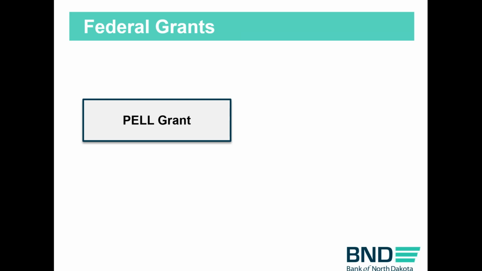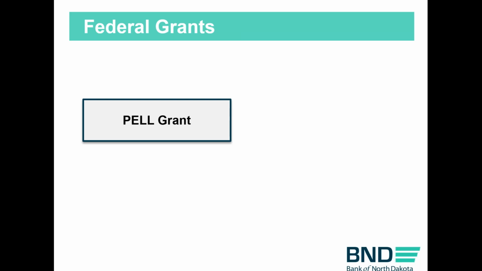So the full Pell Grant is $6,345 for this academic year. That is the maximum amount of Pell that a student can get for the entire year. And depending on where your family falls on the EFC, the estimated family contribution, will determine your eligibility for the Pell Grant.